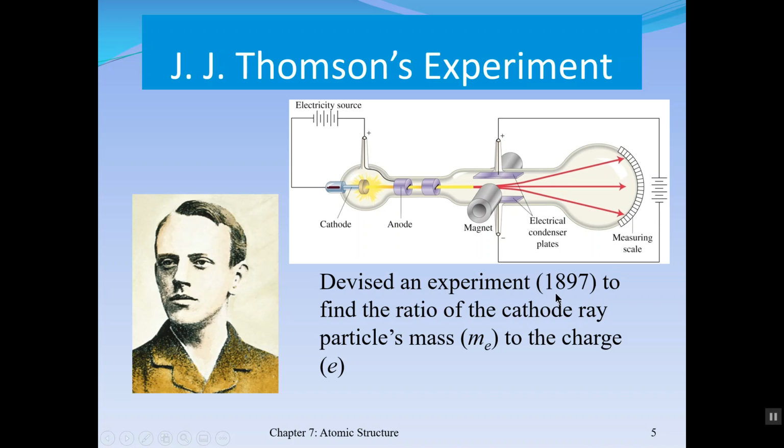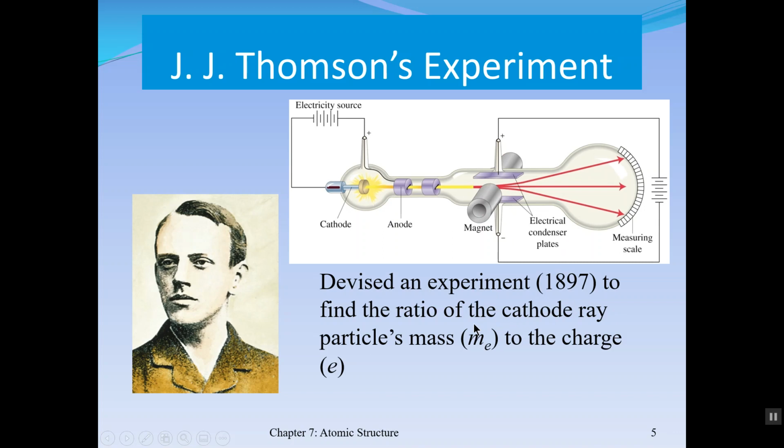Now, the deflection of the beam happens because of adjustments made to the magnetic field and the electric field, right? So you can basically vary the magnitude of the electric field, let's say, and see how it affects the deflection, the angle of deflection. And the same is true for the magnetic field, all right? So that's basically the setup for J.J.